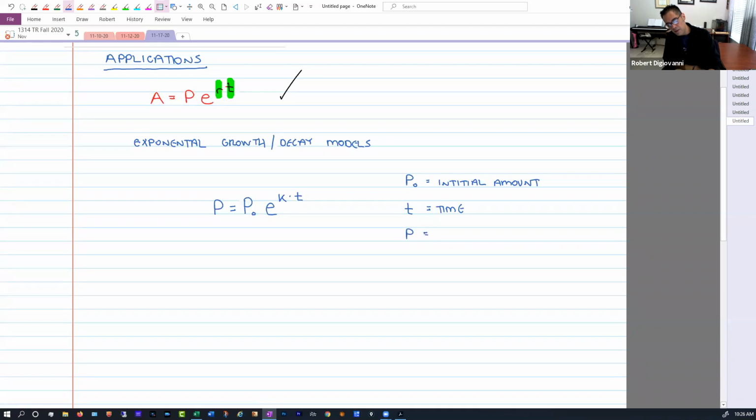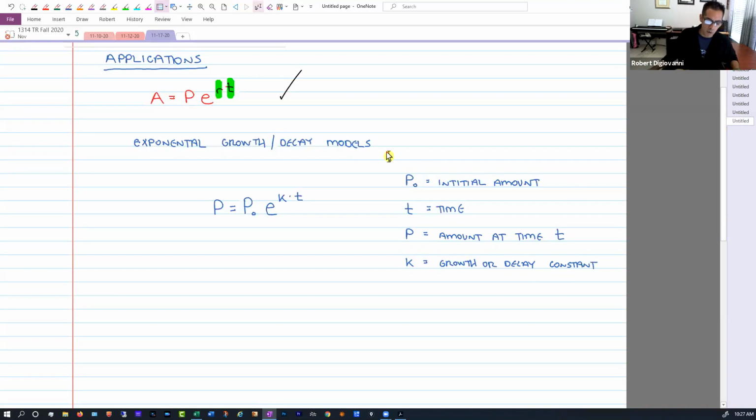P, the left-hand side of the equation, is the amount at time T. So the left-hand side of the equation tells you how much of whatever it is you're looking at, population, bacteria, whatever it is, it tells you how much is there at a specific point in time. And then K, the very important number here, is what we call the growth or the decay constant.